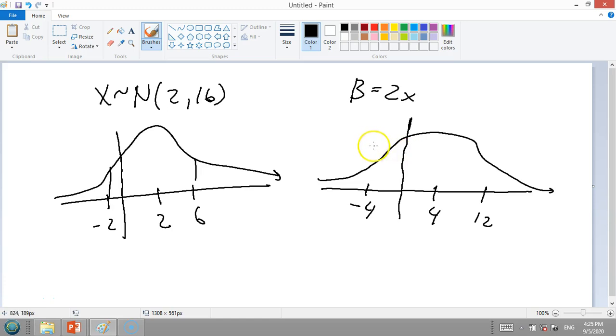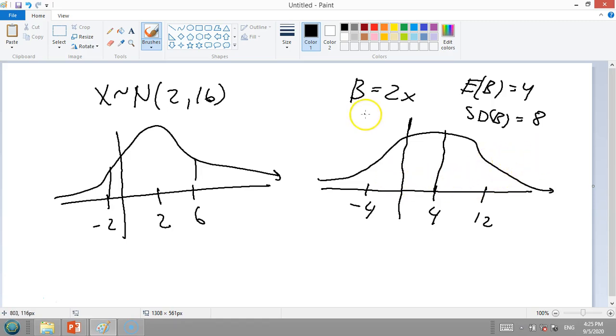And I know now that the center is going to be at 4. So I know the expected value of B is going to be 4. The standard deviation of B is going to be twice as much as before, so it's going to be 8. Notice the 12 is plus 8. 4 plus 8 is 12, and 4 minus 8 is -4. Like this.